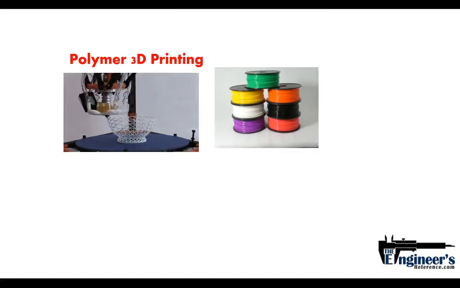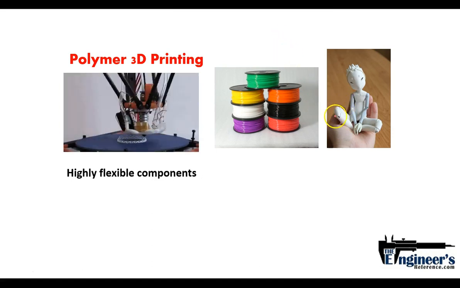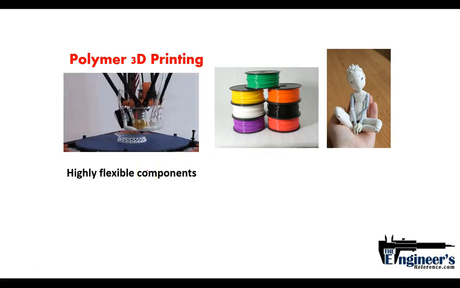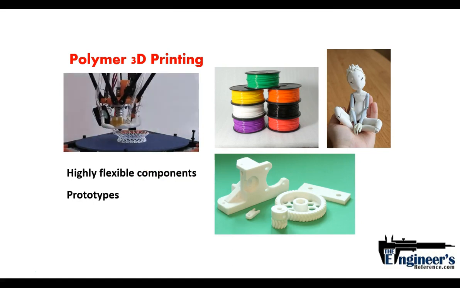Again, you're typically using wire strands, and what you can do is make a lot of really interesting things. I believe this was made as one piece. This was generated as one component here. Even all of the joints were generated as one component. So highly flexible. And you can make all sorts of prototypes, with a very low cost ability to make prototypes of this sort of technique.